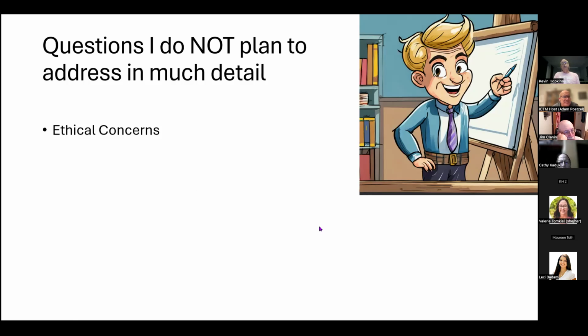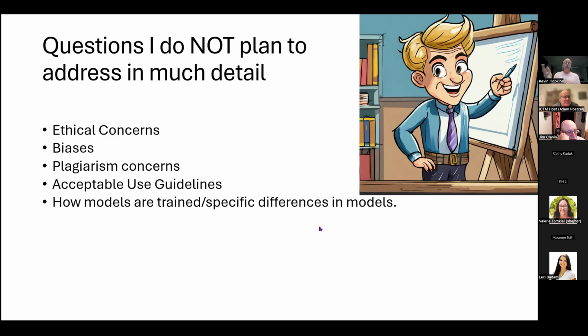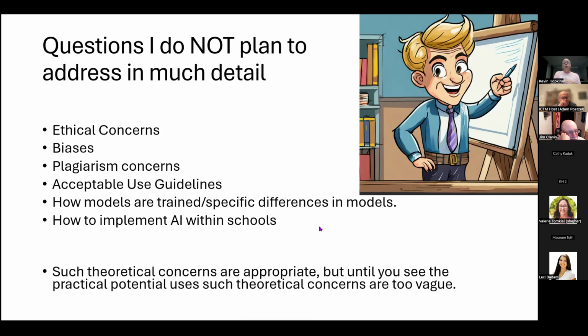I will not be able to address that much about ethical concerns, biases, any concerns about plagiarism, acceptable use guidelines, how the models are trained and what specific differences in ClaudeAI and ChatGPT and Gemini are, or really how to implement AI within schools.